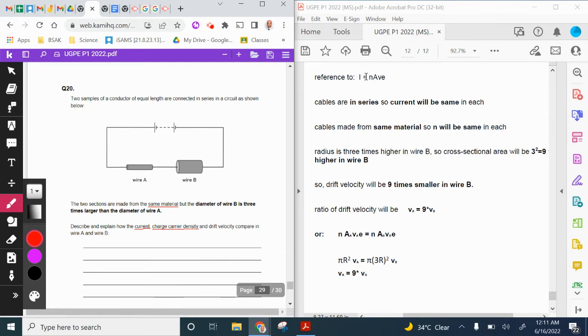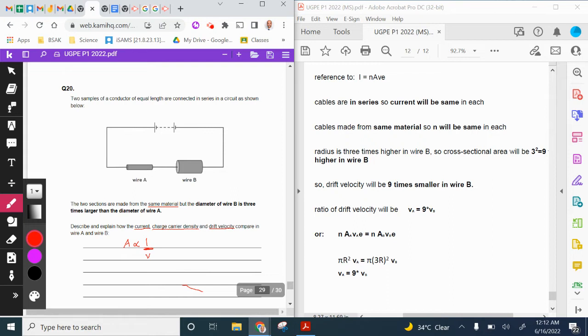So we've got the current the same everywhere, and now we've got the charge carrier density the same everywhere when we're looking at this drift velocity equation. The next thing that we need to discuss, so far we've got 2 marks out of 4, is the drift velocity. Because the current and the charge carrier density are constant and the same in both, that means that the cross-sectional area is inversely proportional to the drift velocity. So that's something that we can take away from the first two statements, and we can just write that down.